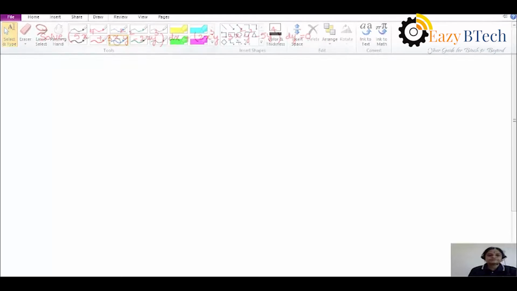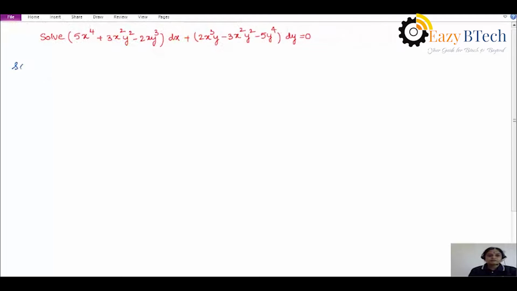And here is the problem. Solve (5x⁴ + 3x²y² − 2xy³) dx + (2x³y − 3x²y² − 5y⁴) dy = 0.